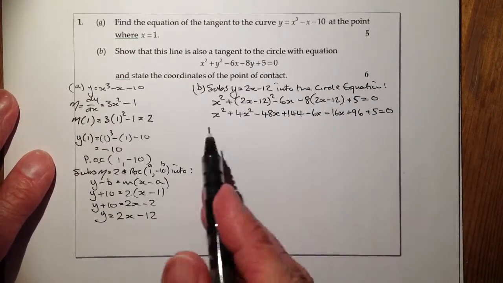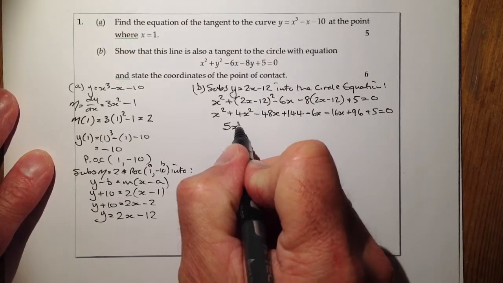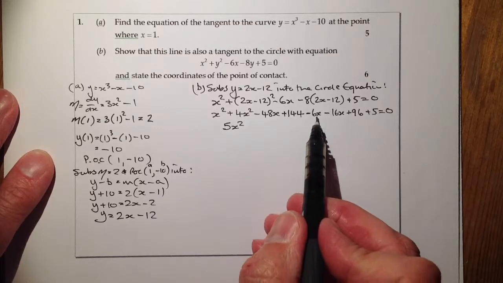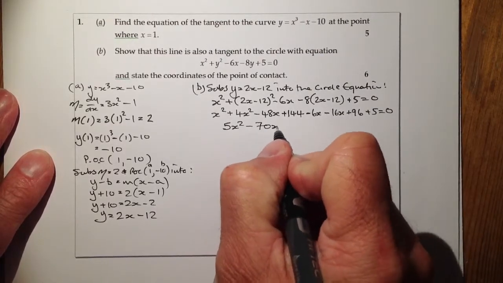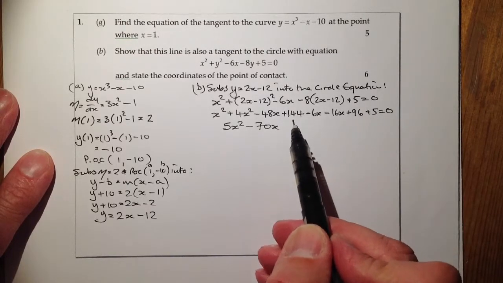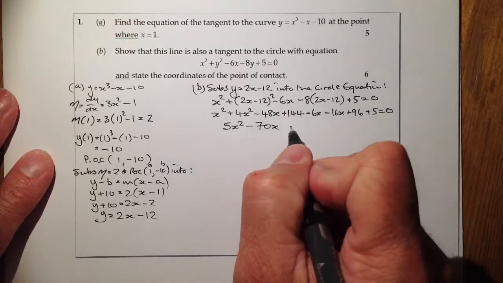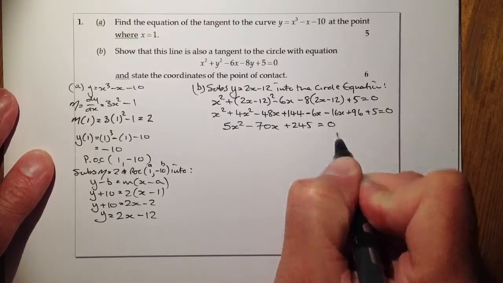From there what I'm going to do is gather up what I can. So the x squared terms, that'll be 5x squared; the x terms, I'll get those together, and that'll be minus 70x; and just the basic number terms, which should give me plus 245, and that all equals 0.